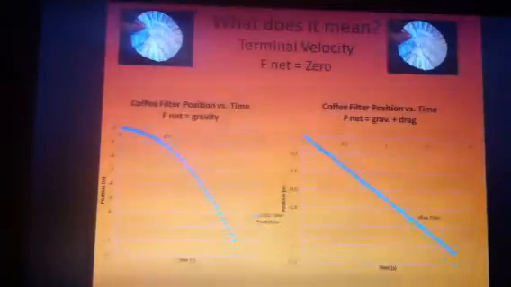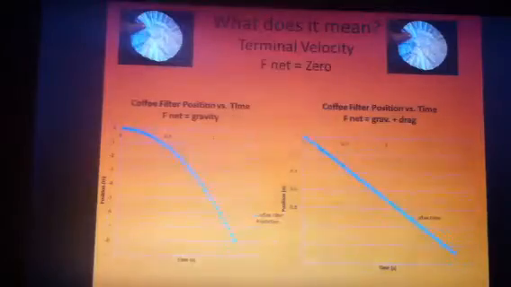What does it mean? We analyze the slope of the position versus time graph to see what is happening with the velocity. With just gravity, the coffee filter slowly drops in the beginning and speeds up as it continues to fall. Towards the end, we see that the filter begins to fall at a constant speed. When we model gravity with drag, the filter's speed is constant from beginning to end.